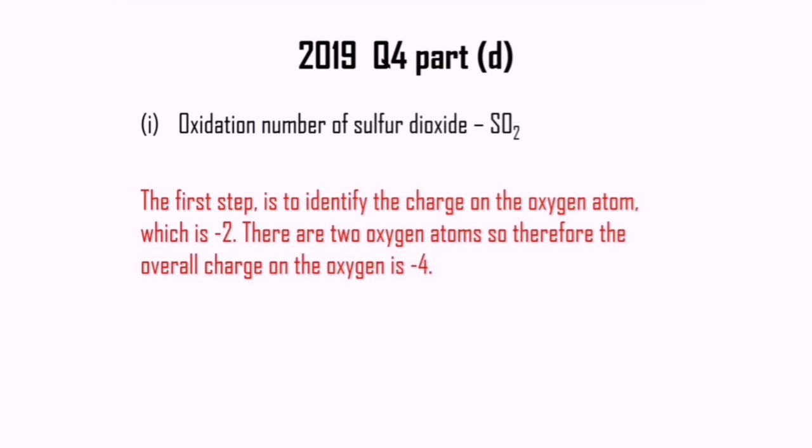There are 2 oxygen atoms in sulfur dioxide. So there are 2 oxygen atoms, so the -2 charge is going to occur twice, if that makes sense, to give you a -4 charge. So the overall charge of oxygen in sulfur dioxide is -4, and the oxidation number is the same as its charge. So the oxidation number of oxygen in this case is -4.